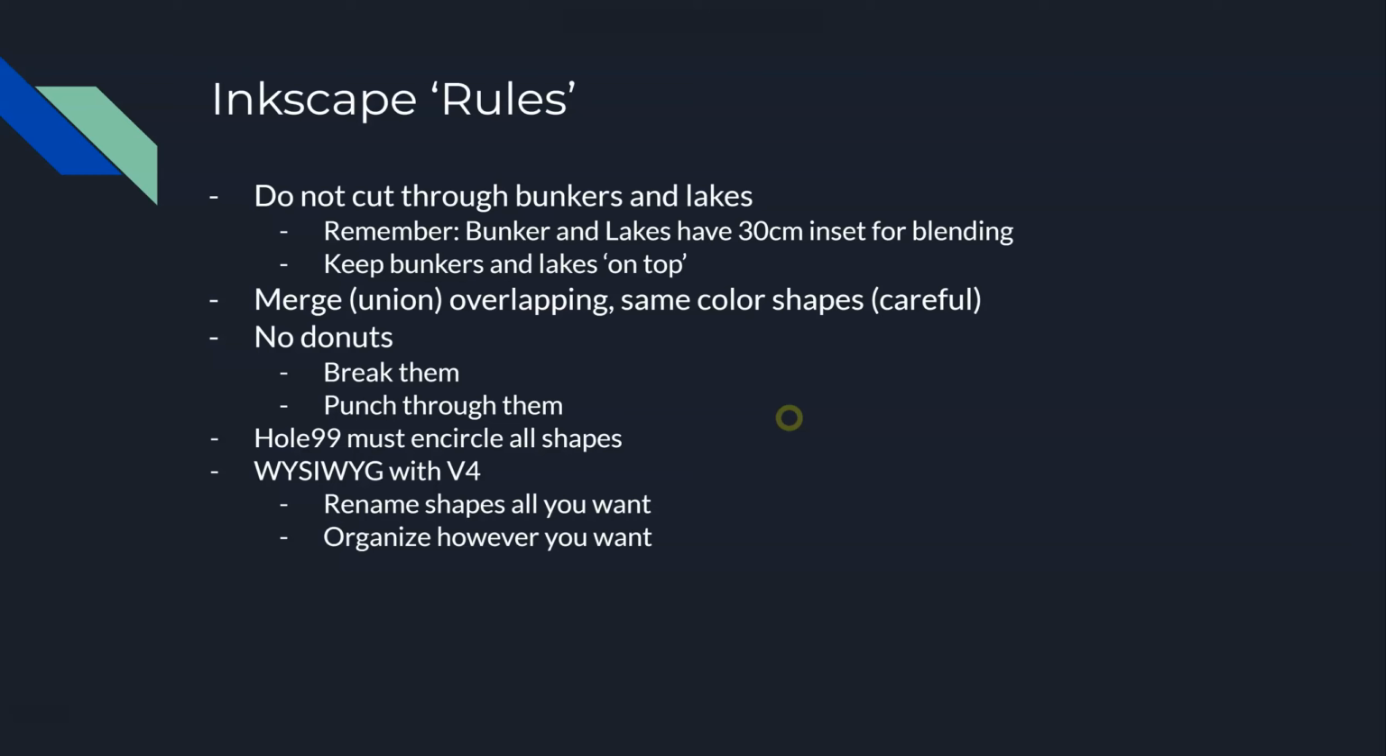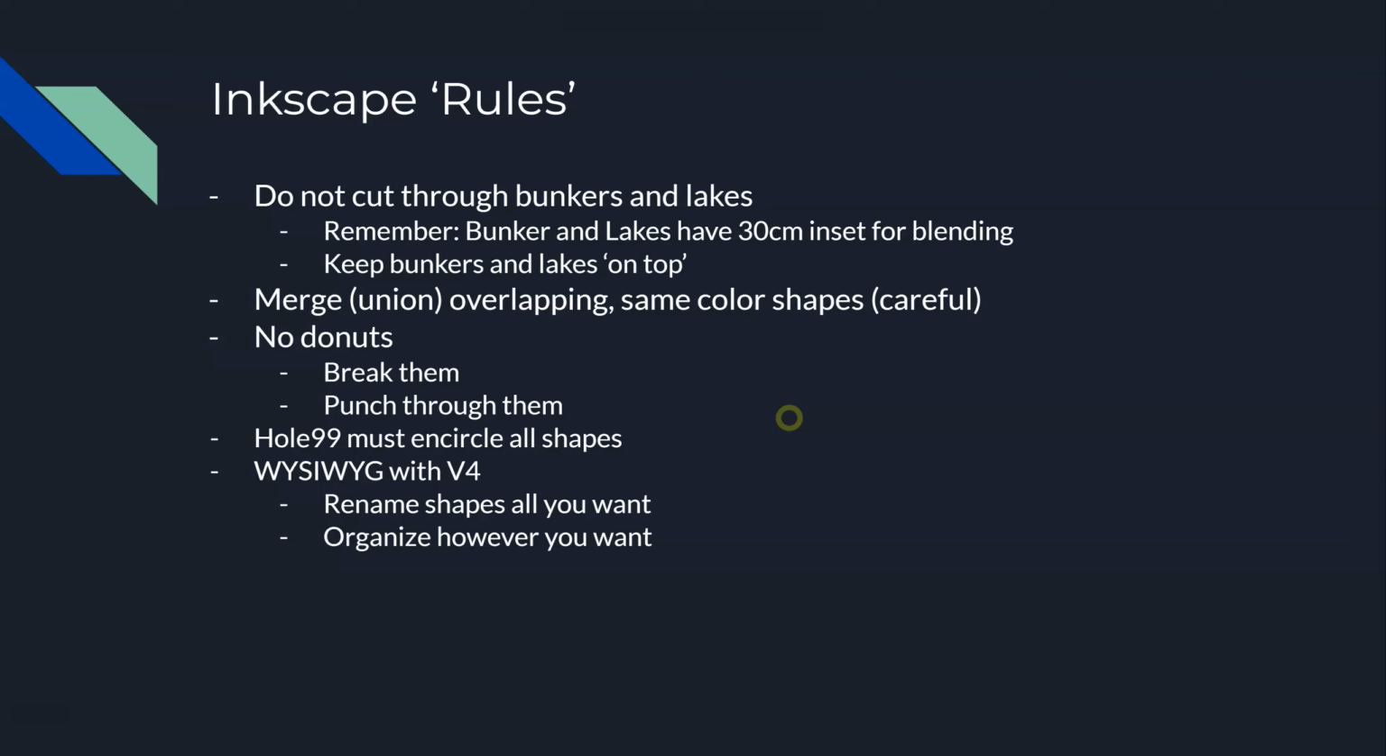One thing you're going to have to do is merge or union overlapping same color shapes, okay? So if you've got two, let's say, rough areas that are touching, you actually need to union those together, okay? But you need to be careful when you do that because using the union functionality within Inkscape can create some odd nodes in there. So just be aware. I would avoid, if you're new, just draw your shapes in one piece, avoid unioning your shapes together.